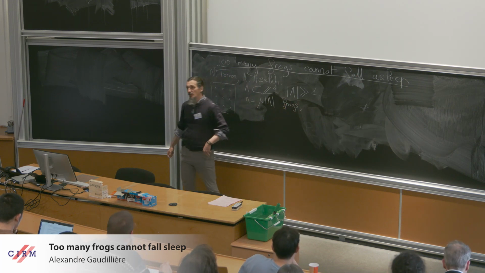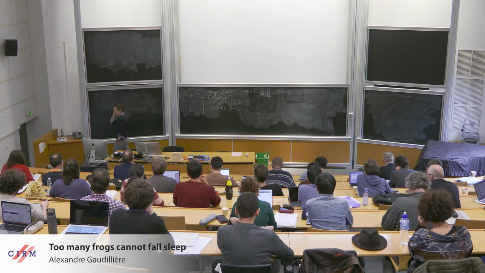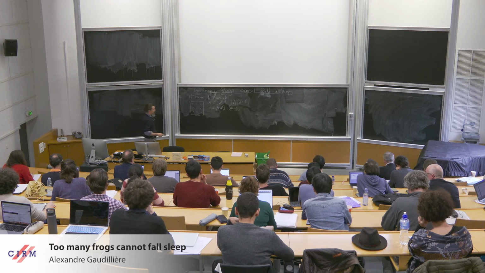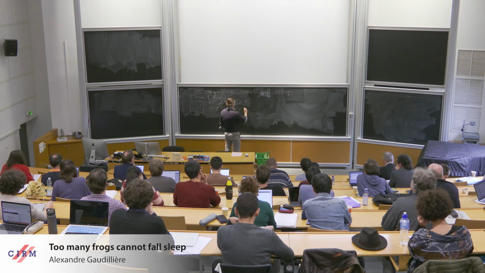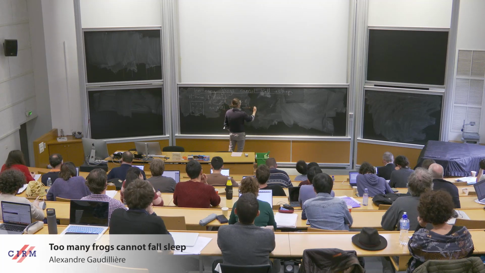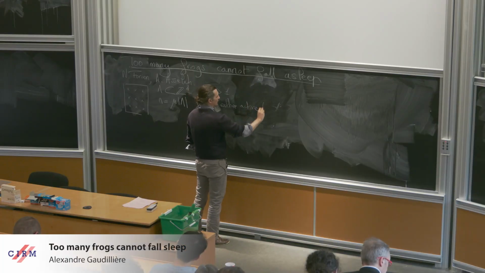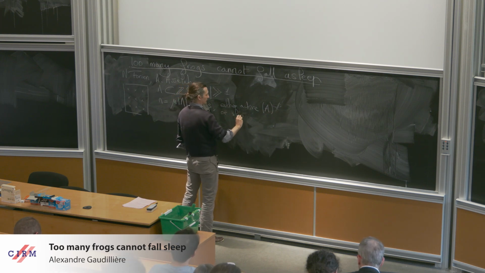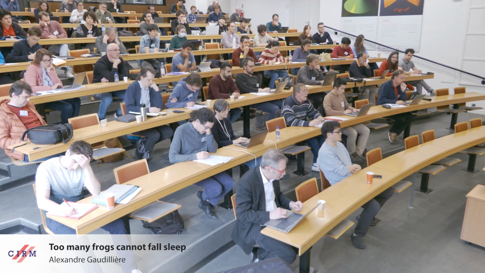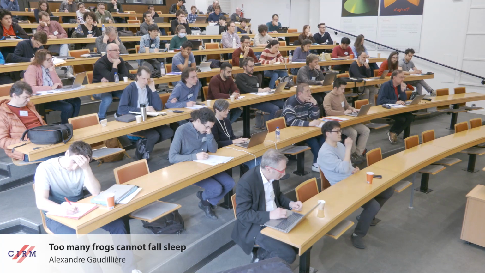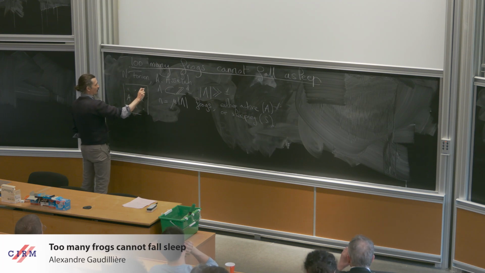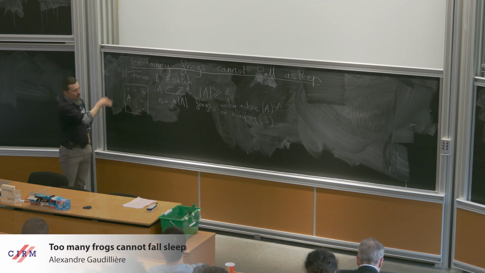And frogs can be in two states, either active, A, or sleeping, S. So maybe this one is an active frog, and this one is a sleepy frog, and I have only two frogs in this picture.